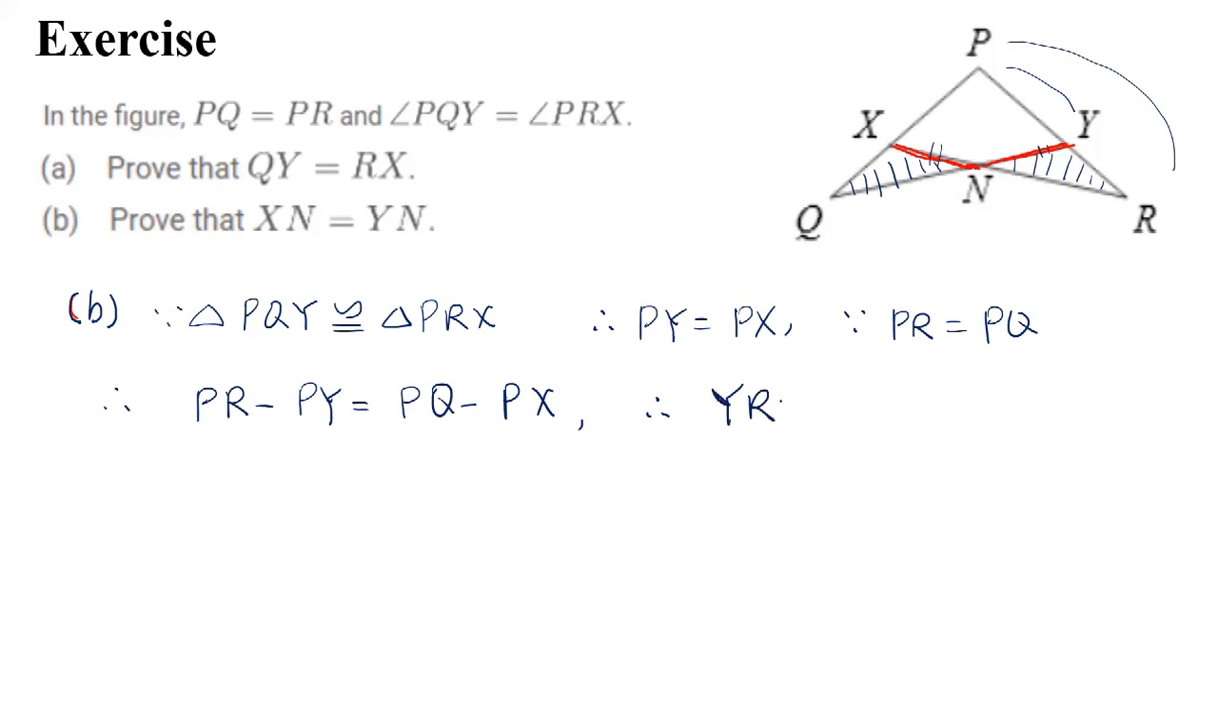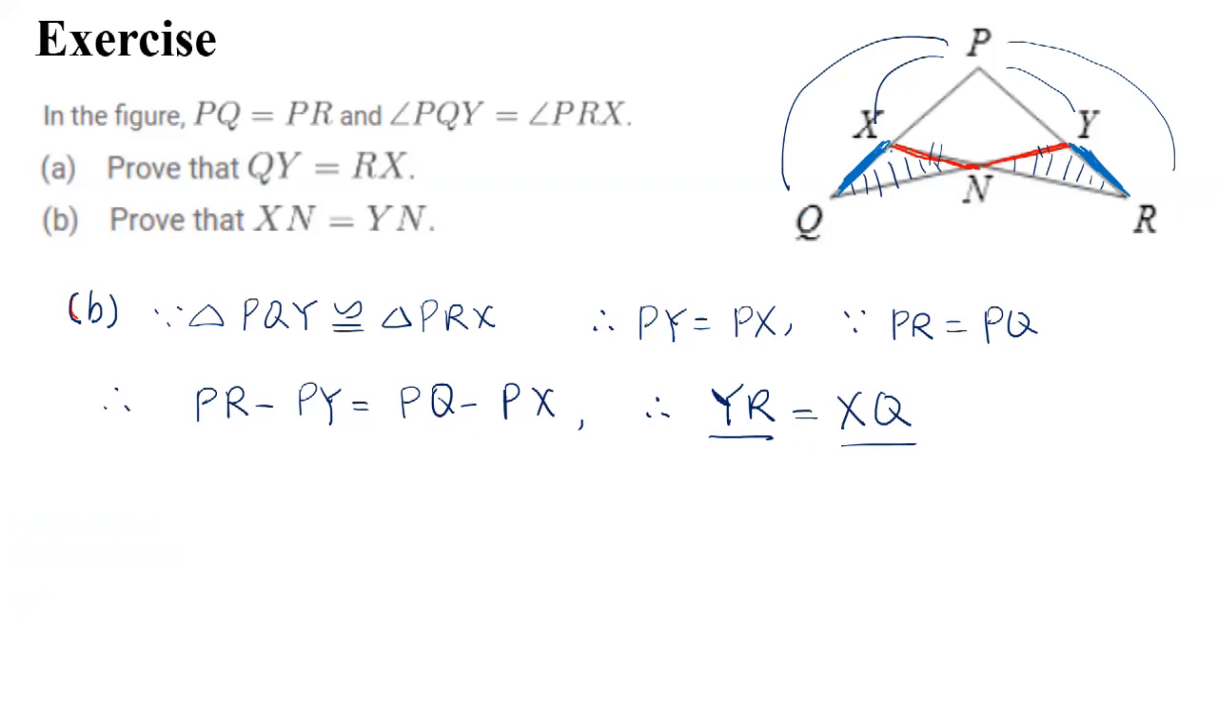Yeah. Okay, and what is PQ minus PX? PQ is here, PX is here. QX. So XQ, right? Okay, yeah. Now we have YR equals XQ. So let's label it. YR is here. We have YR equals XQ. Okay, that means we have one pair of equal sides, right? Can you follow me?